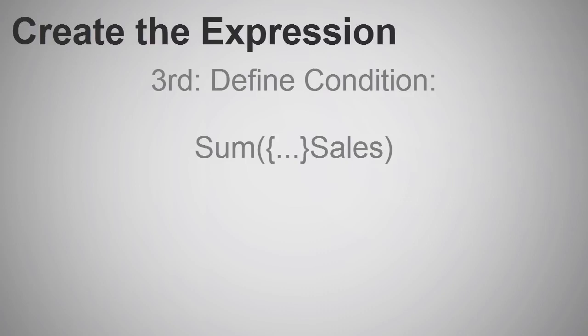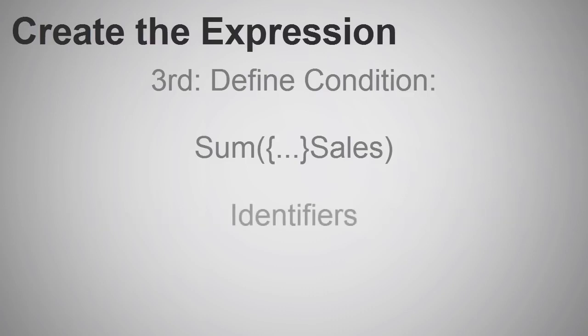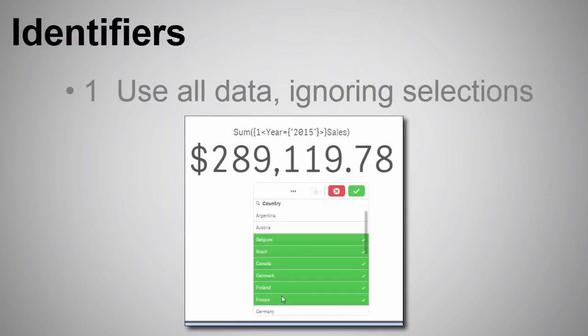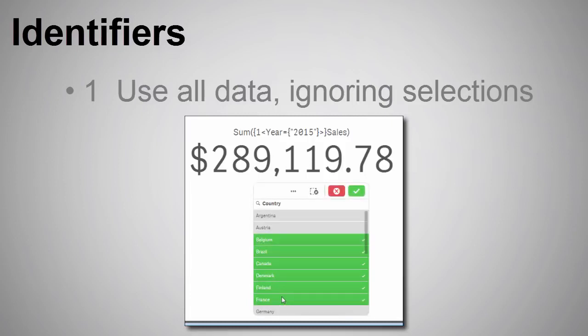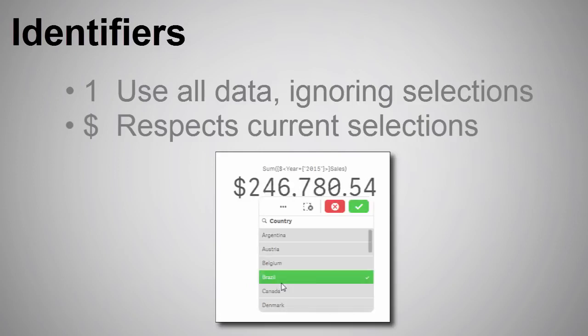Now, optionally, we need to decide how much of the data we want to include or which data we want to measure. And we do this using identifiers. And these identifiers are represented by the symbols 1, $, and the not-dollar symbol. There are a few others, but we'll reserve those for other videos later. The number 1 represents the entire set that respects the condition. That means the measure value for the chart object will not change or update when selections are made in the user interface. The $, which is also the default behavior if you don't use the symbol, represents the current selections.